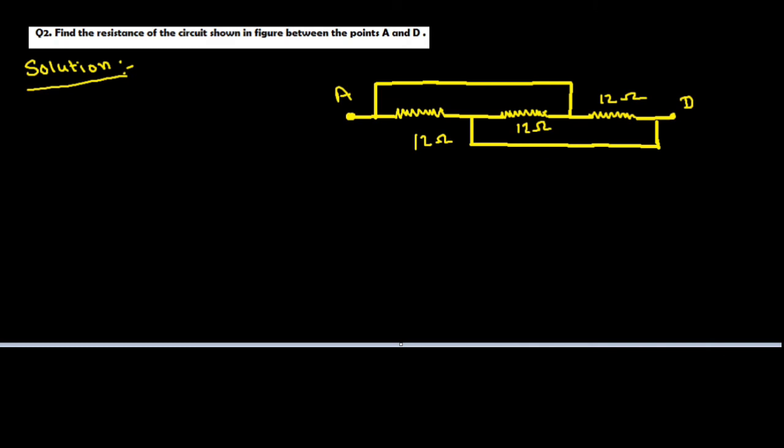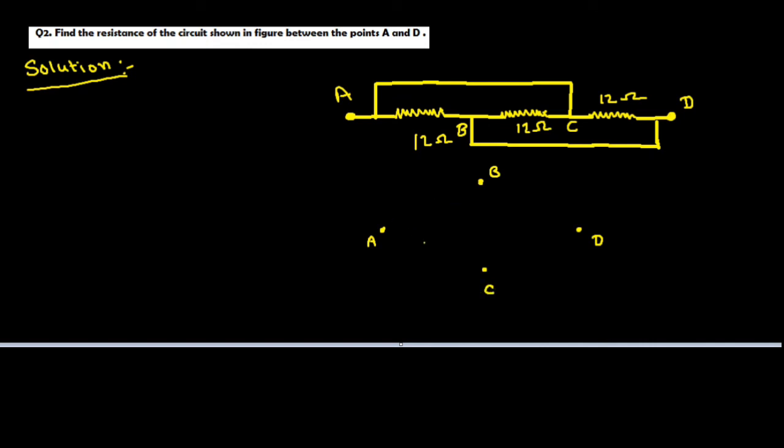Now, we will solve this question number 2. The question says, find the resistance between the points A and D. As we can see from here, this is point A and this is point D. Let me mark this point by B and this point by C. Now let us redraw this circuit. Let me put here A, D, B, and C.